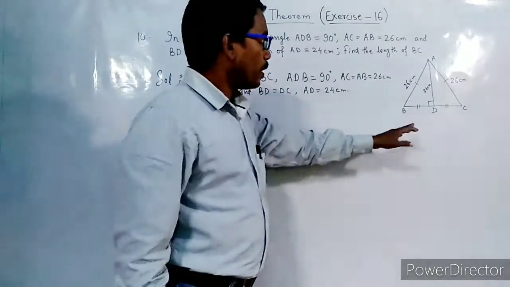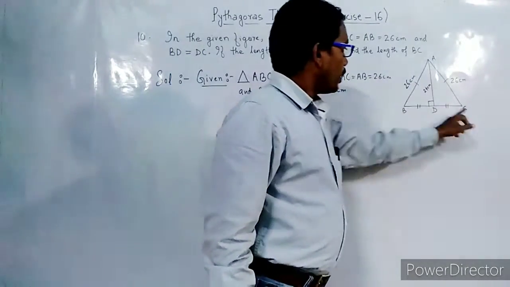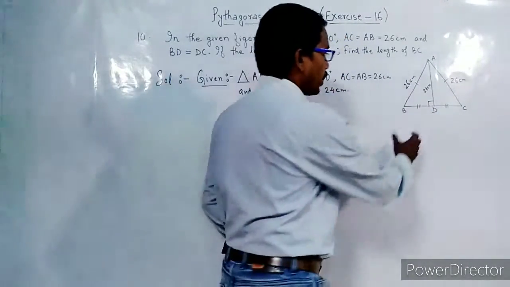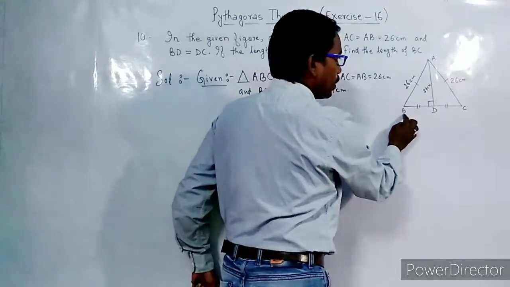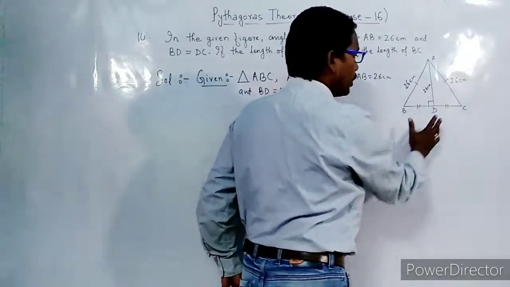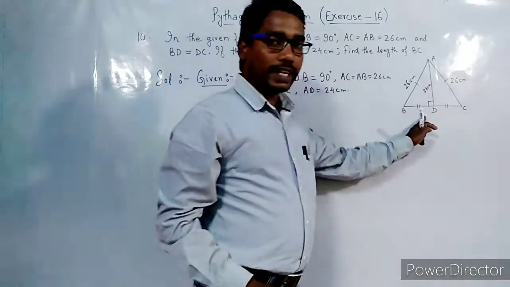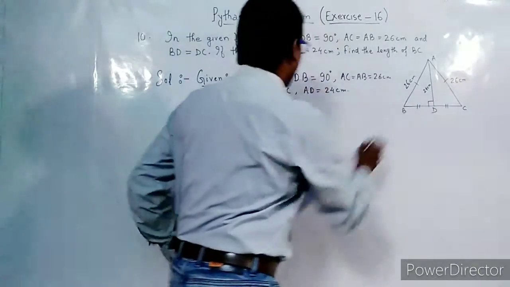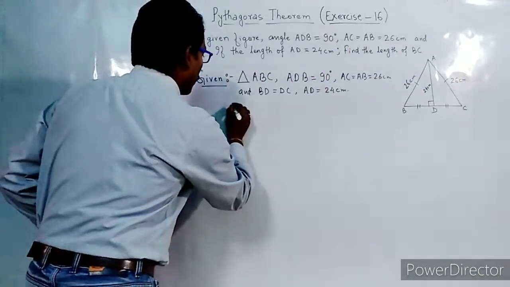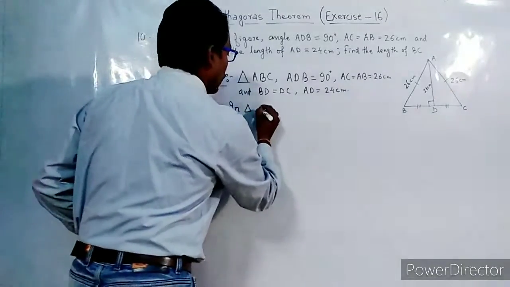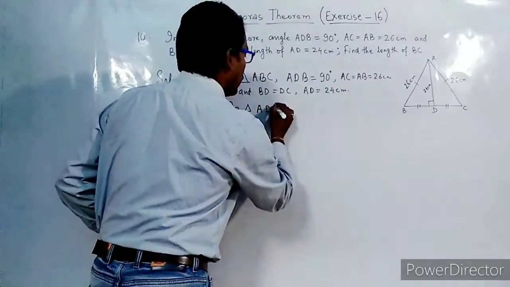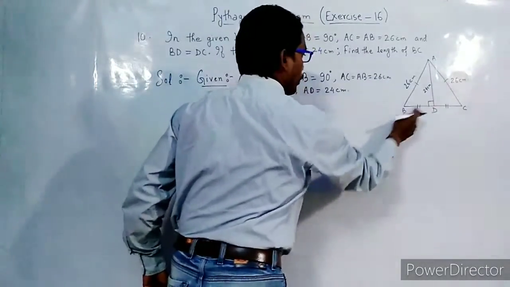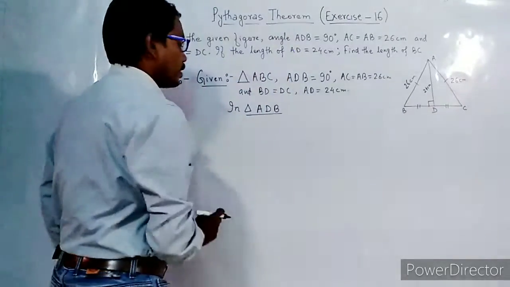In triangle ABC, AD is a perpendicular, and two triangles we can see here, ADB and ADC. You can take any one of the right angle triangles. So we are going to take ADB. In triangle ADB, D is 90 degrees. So it is a right angle triangle.